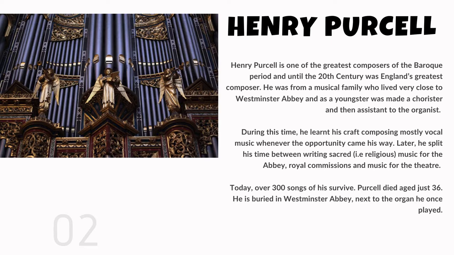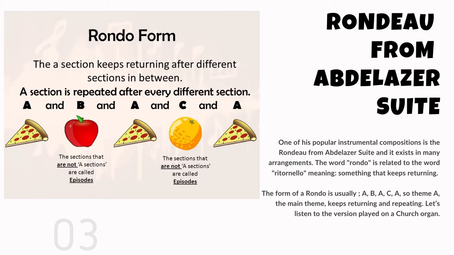One of his popular instrumental compositions is the Rondo from Abdelazer Suite, and it exists in many arrangements. The word rondo is related to the word ritornello, meaning something that keeps returning. The form of a rondo is usually A, B, A, C, A, so theme A, the main theme, keeps returning and repeating. Let's listen to the version played on a church organ.